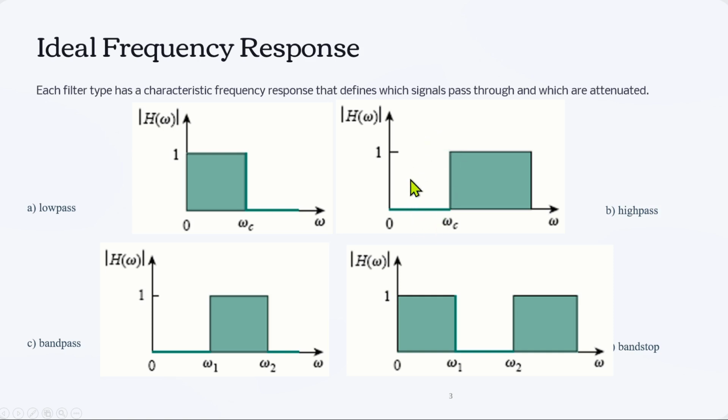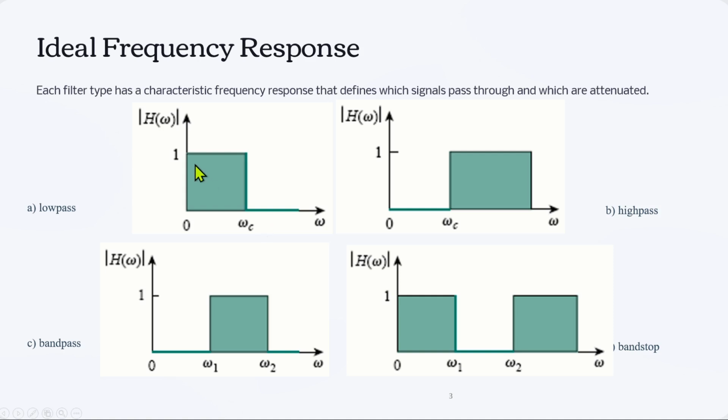In a high pass filter, this is the stop band area and this is the pass band. In the case of a band pass filter, this is the pass band area and we have two stop bands. And in the case of band stop filters or band reject filters, we have two pass bands and one stop band. So this is the ideal frequency response of the filters. Ideally the filter should behave in this manner, but practically it is not possible.